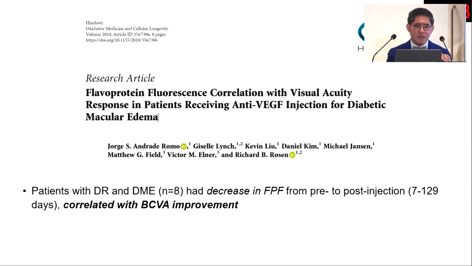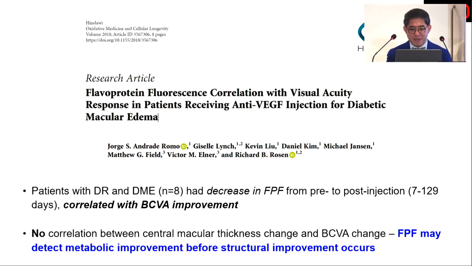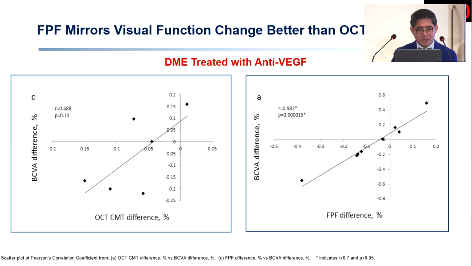Would it help you decide when you should continue to treat an eye, or whether it has already gotten to the point where it's futile? No matter how many more injections you give, no matter how flat you get the foveal center, it will not make a difference. In this particular case, the FPF seemed to correlate better with visual acuity improvement. In fact, FPF may detect the metabolic improvement before the structural improvement occurs. This would be very helpful in deciding whether or not you should move forward with additional treatment.